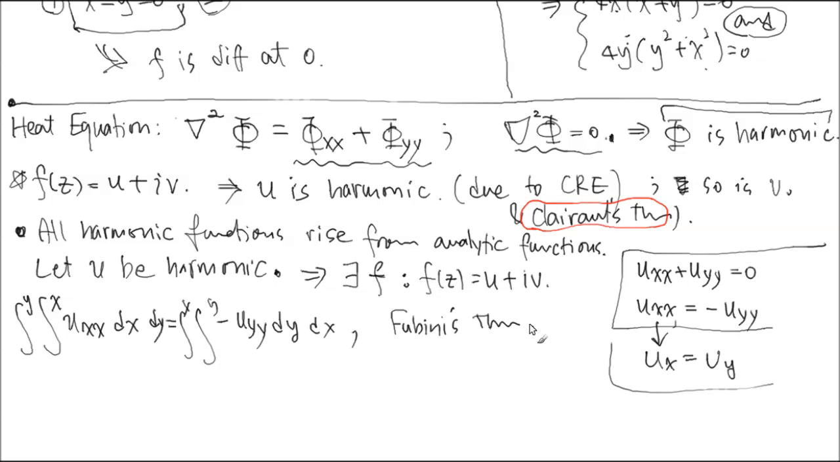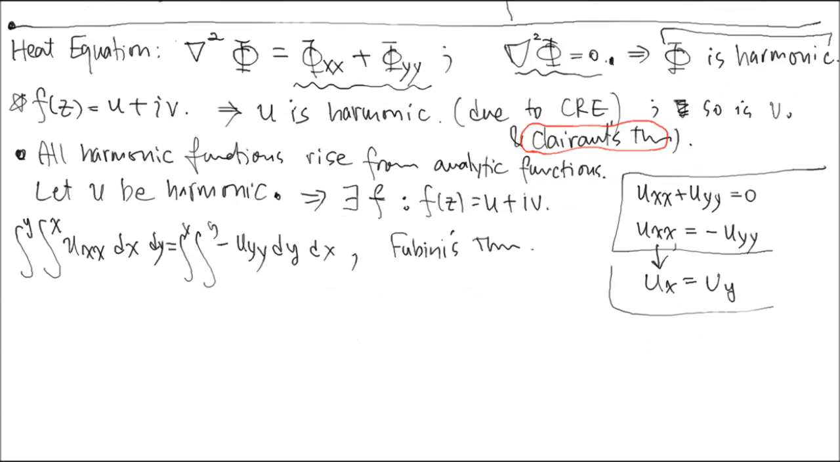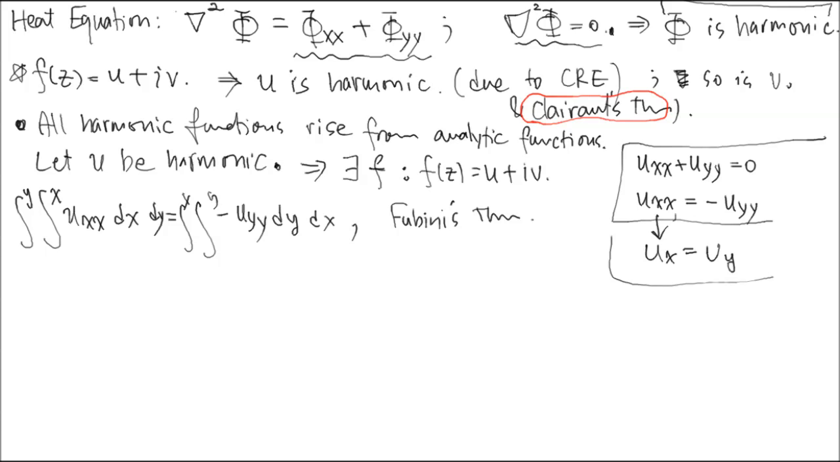Okay? Fubini's theorem, we're looking at the same function, uxx, negative uyy, and it doesn't matter which order you differentiate it. These are right now antiderivatives. When you do an antiderivative, you have choices, right? What is the antiderivative? X.